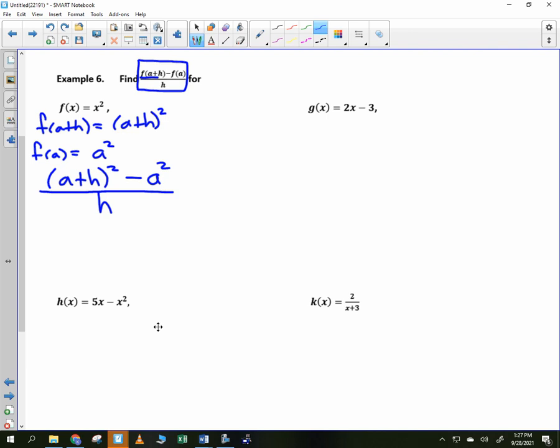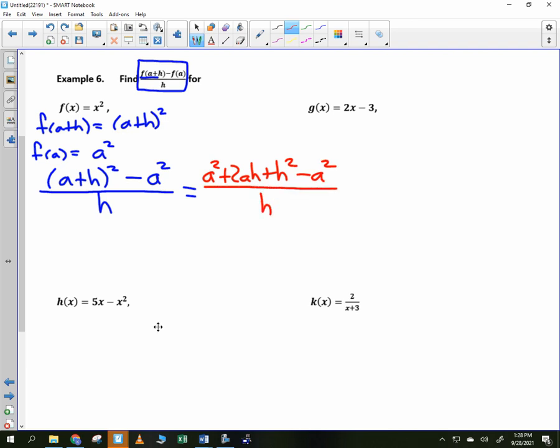The first thing that we're going to do is we will expand the a plus h quantity squared. How do I do a plus h quantity squared? Is it a squared plus h squared? No. So you take a plus h times a plus h. What do you get when you take a plus h times a plus h? Nice job. A squared plus 2ah plus h squared and then minus a squared all over h.